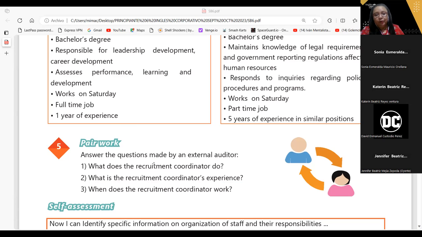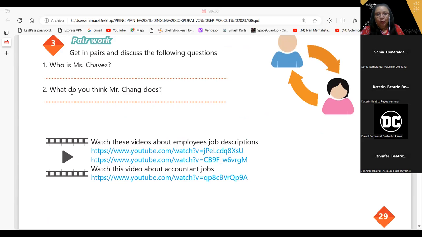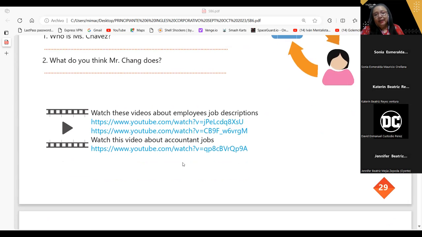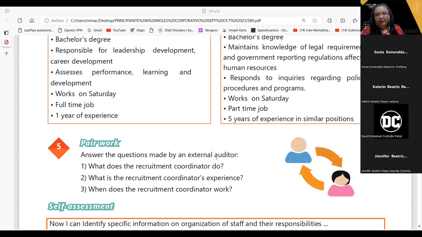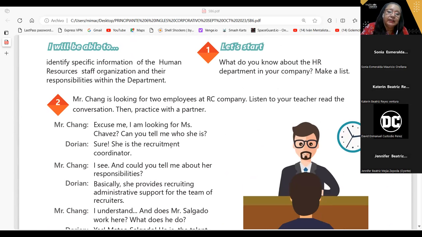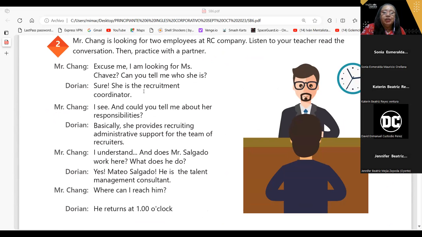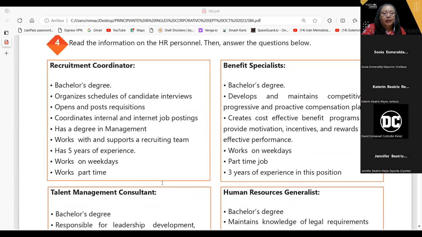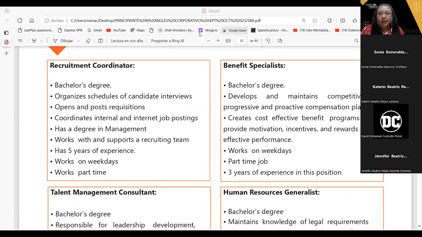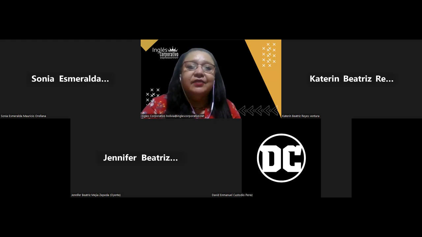And here we can find the answer for this question. For number two, what do you think Mr. Chang does? He is the external auditor. Because if you notice in the conversation here, can you tell me who she is? She is the recruitment coordinator, yeah. And the other one, does Mr. Salgado work here? What does he do? He is the talent management consultant. And do we have here a talent management consultant? He wants to talk to people from human resources department. Yes. Yes, teacher. Thank you. Okay. We have the answer ready. The three answers. Okay. You are ready. Great. Excellent. Okay.